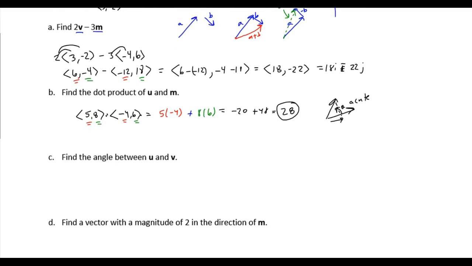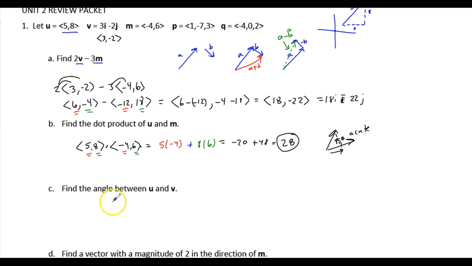Moving on, to find the angle between u and v, this is another place we need to use a dot product. Let me try to sketch this realistically here. u looks like it's 5 over and 8 up, so u might look something like that. v is 3 over and 2 down, so that might look something like that. Hopefully this is a semi-realistic picture of what we're looking for. We're trying to find that angle.